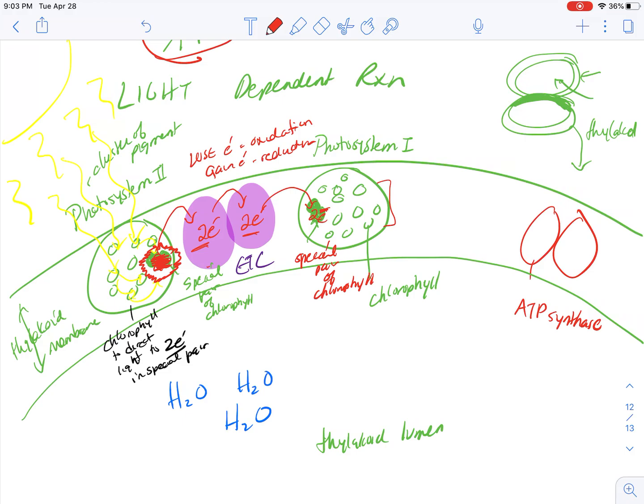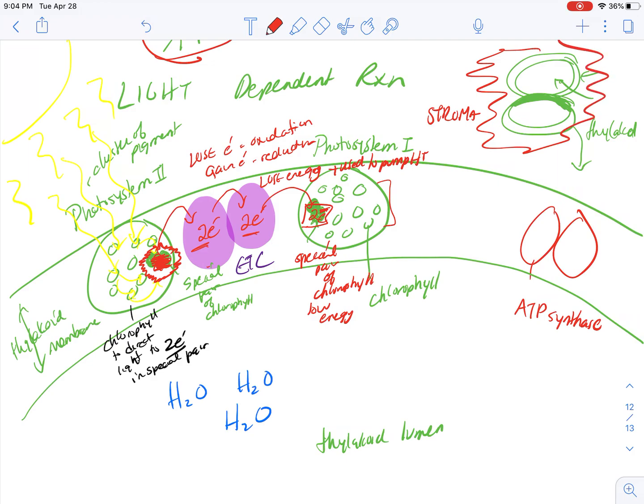Do you think they have low energy, these 2 electrons, or high energy? Well, they're low energy now. They lost all their energy as they jumped through the electron transport chain. Now, what is the point of having these 2 electrons jump through the electron transport chain? Because this energy that they lose is used to pump hydrogen. Now, if this is the lumen, this would be the stroma. And stroma, remember, is the fluid that surrounds the grana.